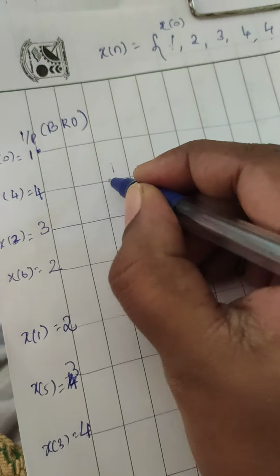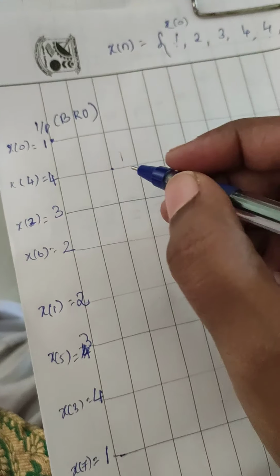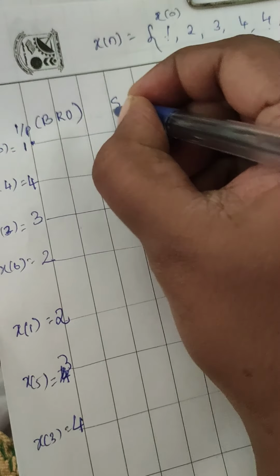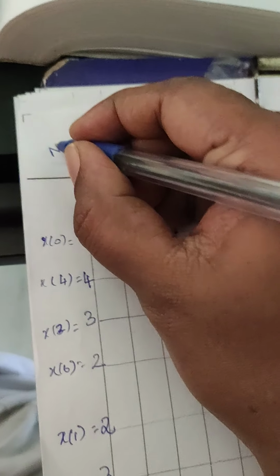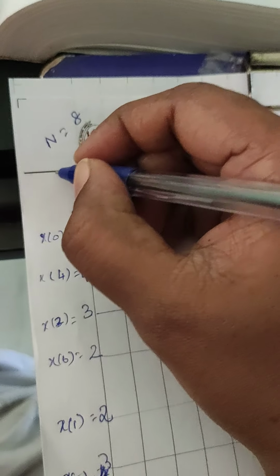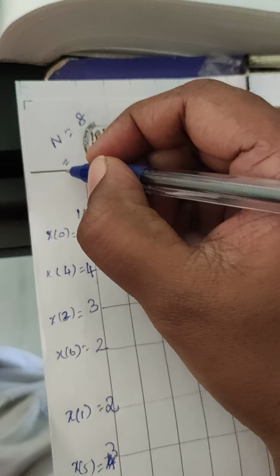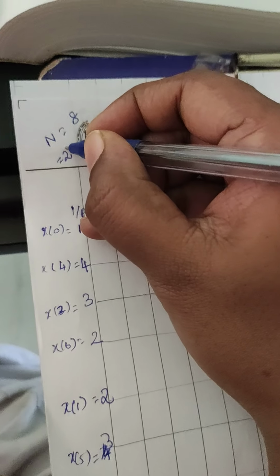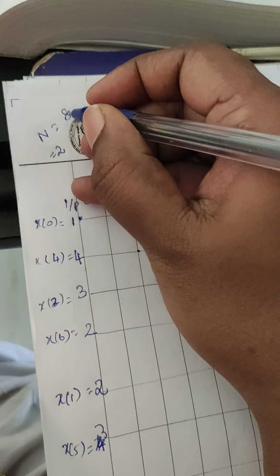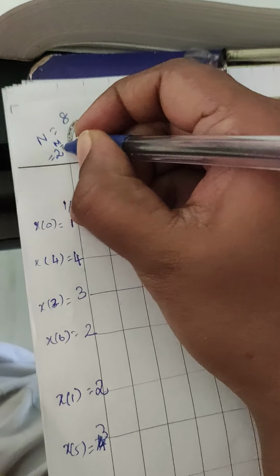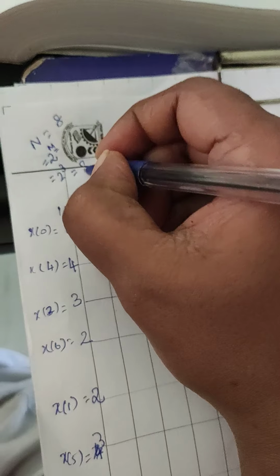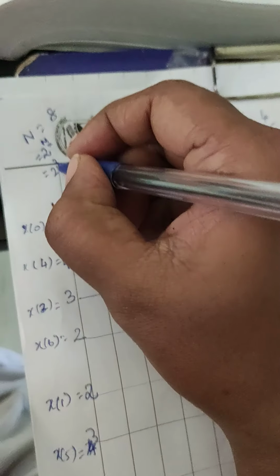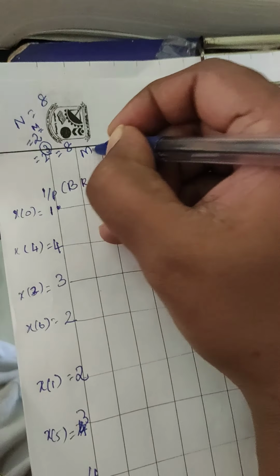Now we'll see stage 1. For N equal to 8, I have told you it is radix 2. So we know 8 is 2 power m. What is the m value? 2 power 3 is equal to 8, so here m is 3.